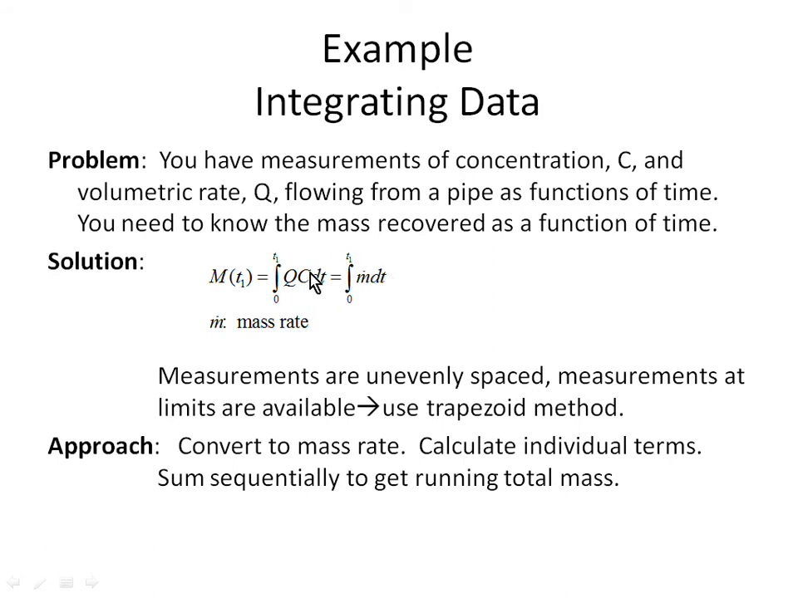So we have these data. We're going to first convert these data into a mass rate and get the units right. And then we'll calculate the individual terms from the trapezoid method, just like we did on the previous example. And then we can add up all of those terms to get the mass at the end, or we can sum them sequentially to get the running total of the mass. And that will be what we're after, is to show how the mass accumulates as a function of time.